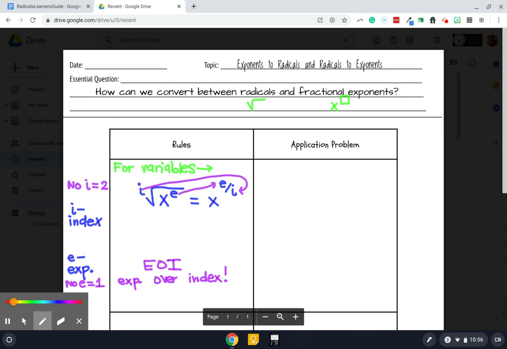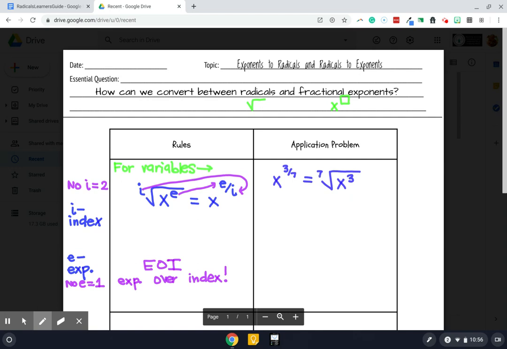Here's what we're looking for. So here's our first one. I've got x to the 3 over 7. So E over I, E is 3. So I'm going to set up a blank radical. I'm going to put my variable underneath, and then I'm going to assign 3 and 7 to their home. So E is 3, which means it's x to the 3rd, and we're taking the 7th root. So E over I.